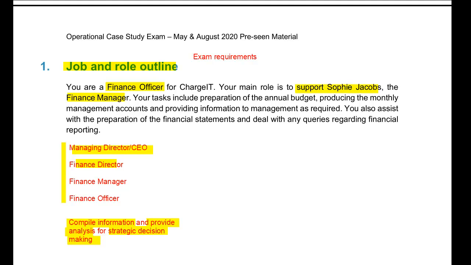And we can see how this fits very nicely with the organizational structure that we've set out underneath the paragraph here. And as a finance officer, your tasks include the preparation of the company's annual budget, the production of its monthly management accounts, and the provision of information to management as and when is required. So let's pause the video here and break down this last sentence in a little bit more detail.